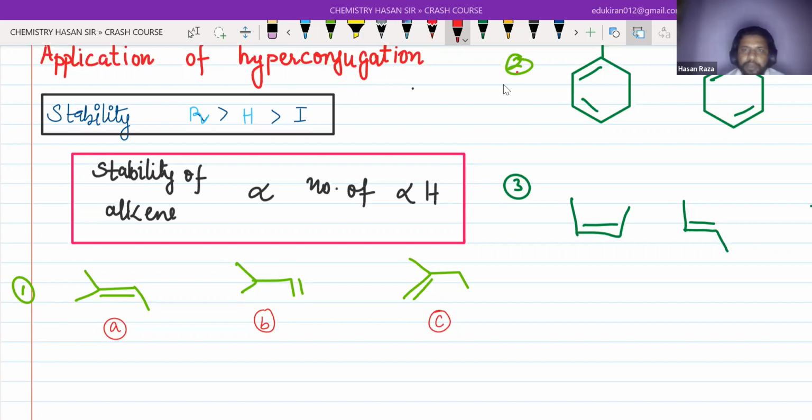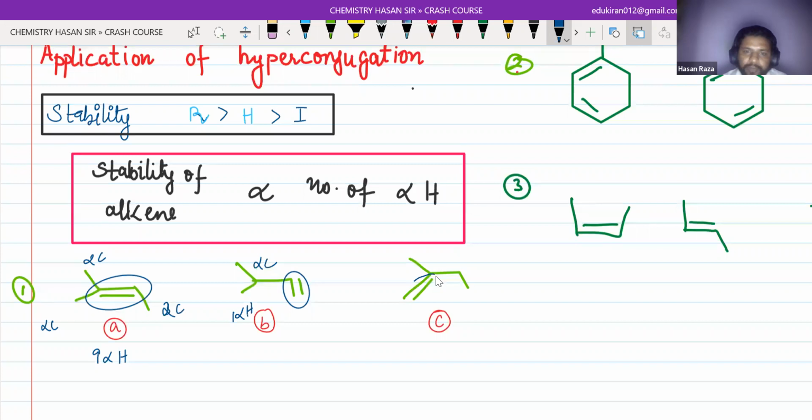B is the most stable. Okay. Let me explain. This is your alkene system. There is alpha carbon, alpha carbon, alpha carbon, and each alpha carbon has 3 hydrogens, so 9 alpha hydrogens. Then comes this system. So this is your only alpha carbon, 1 alpha hydrogen is there.